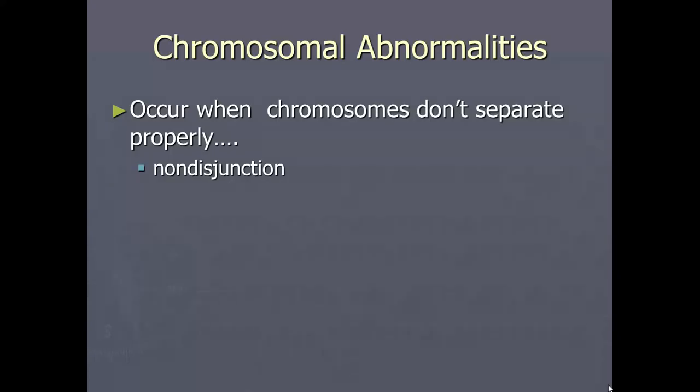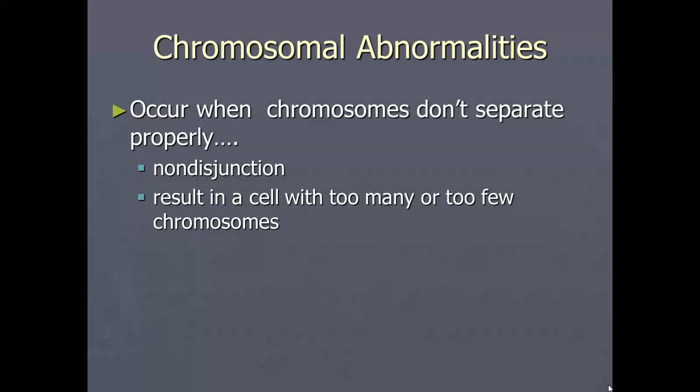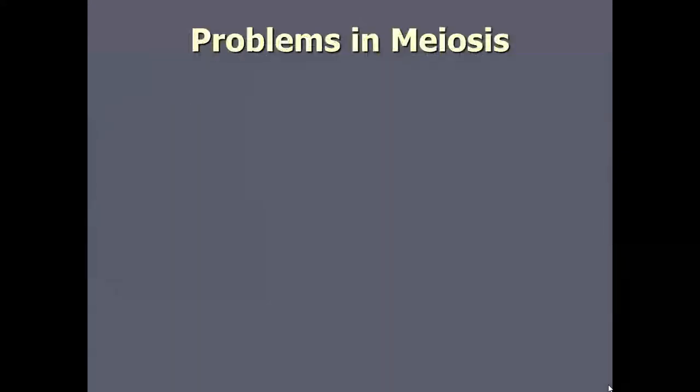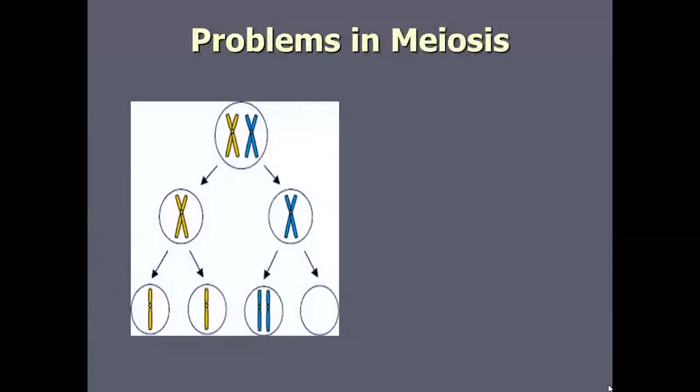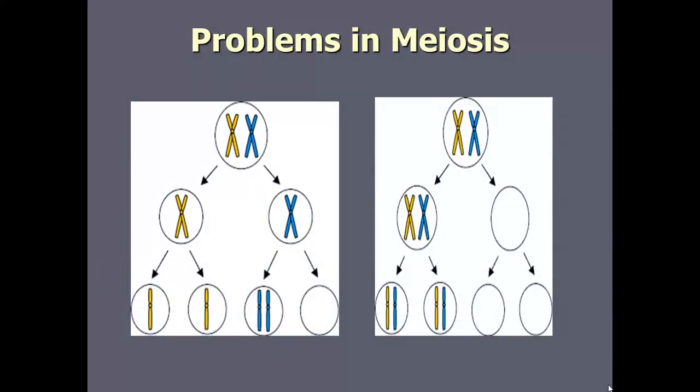So generally, non-disjunctions occur during anaphase 1 or anaphase 2 of meiosis and may affect the daughter cells that are being produced. Okay, so if we take a look here, it's always going to result in an organism that has one more or one fewer chromosome, or a missing chromosome. All right, so let's go through and take a look. So take a look at both of these diagrams.